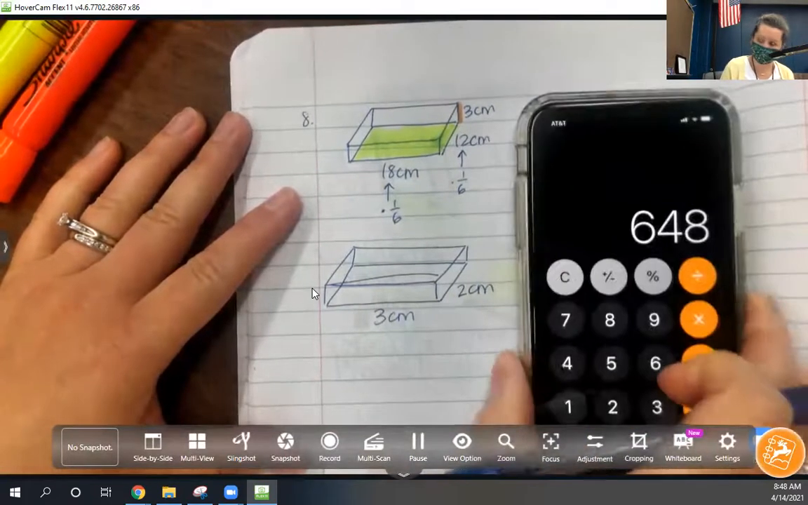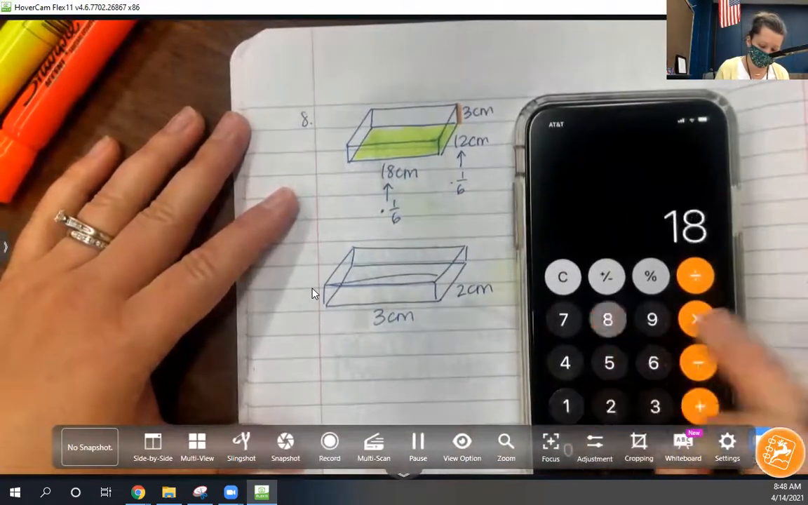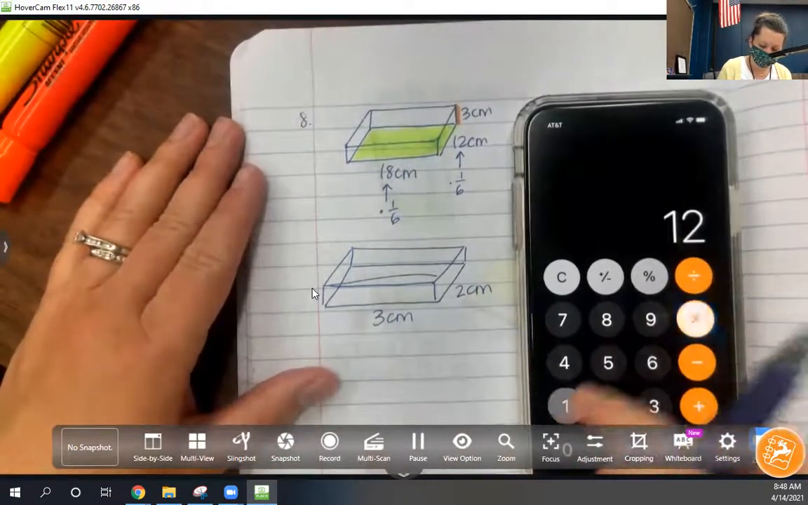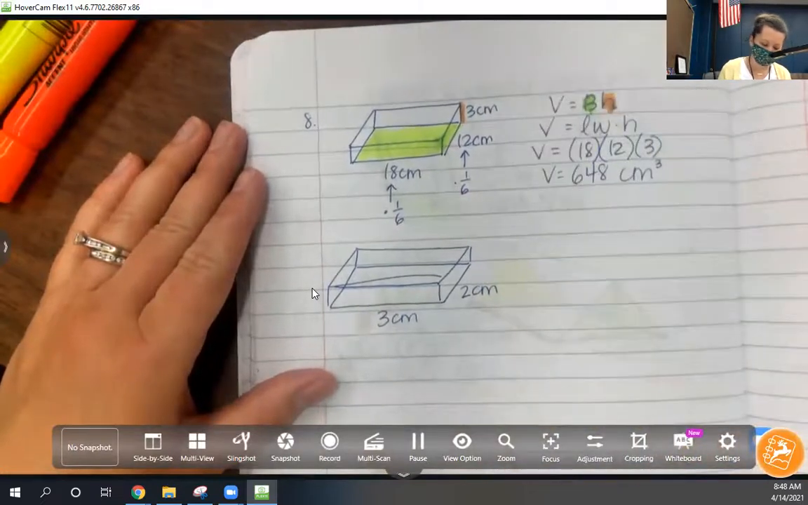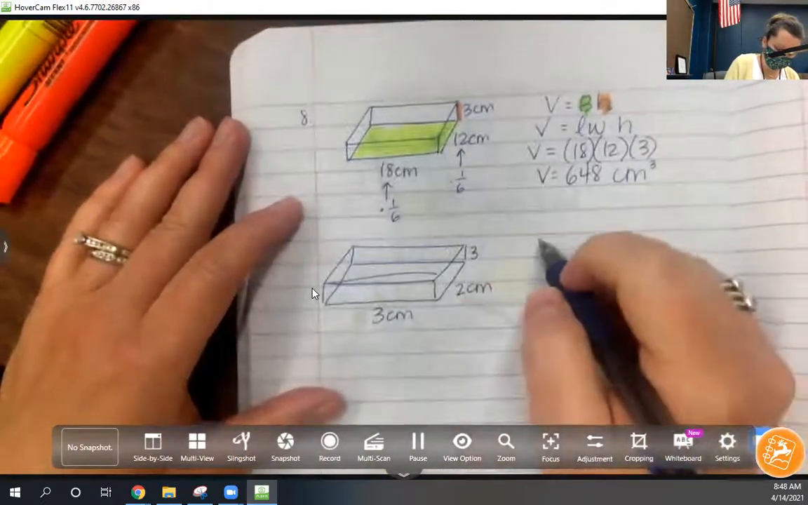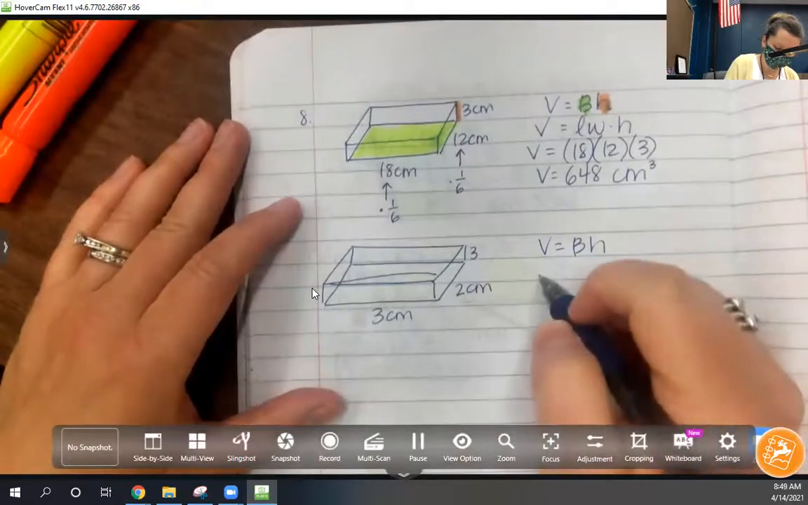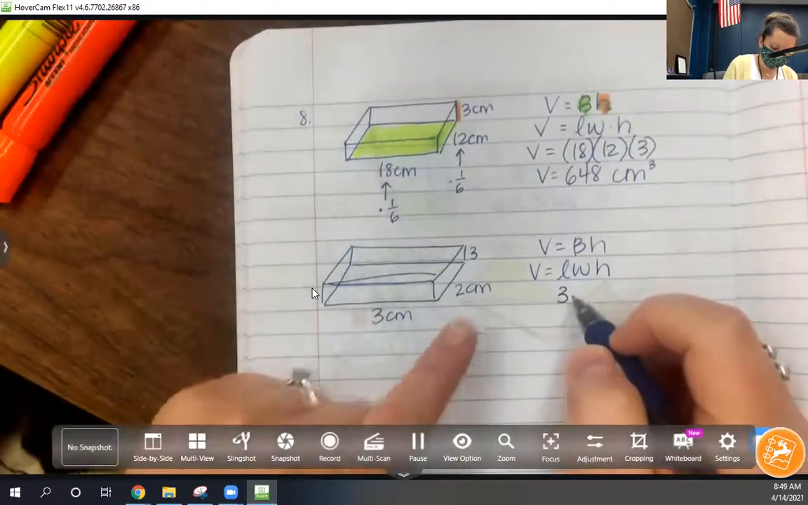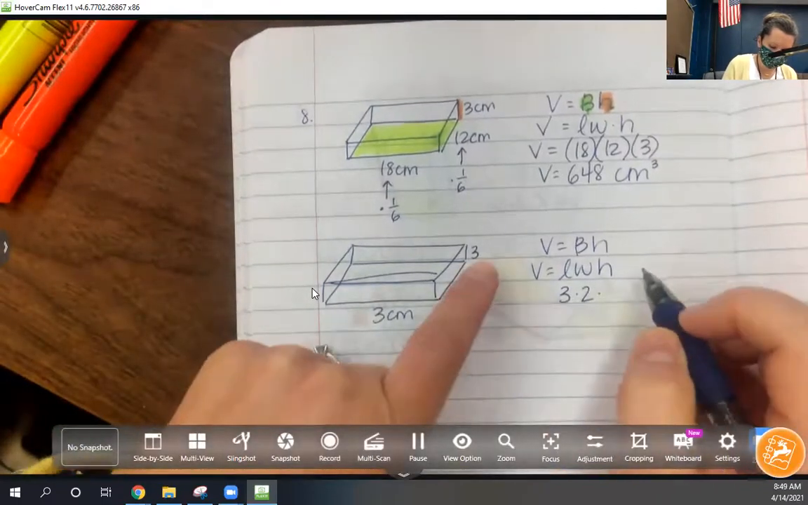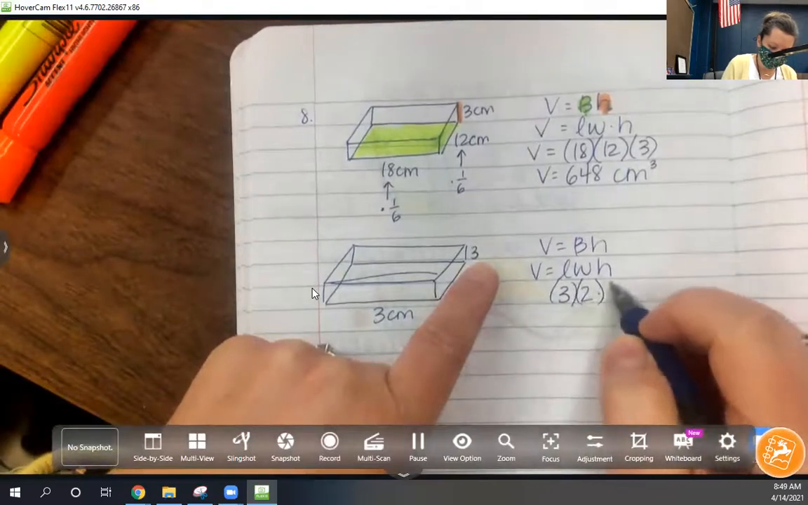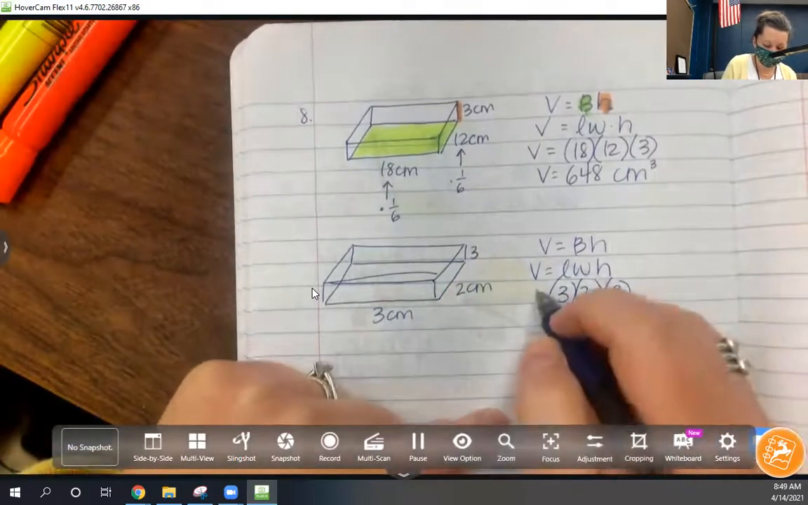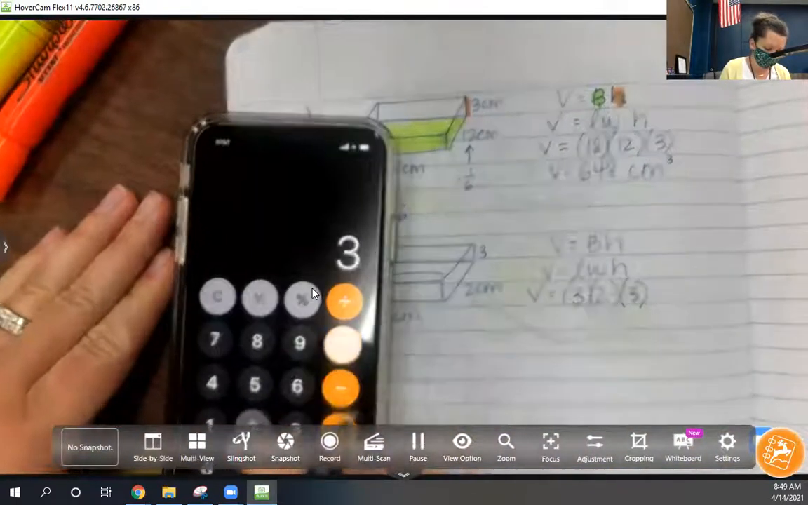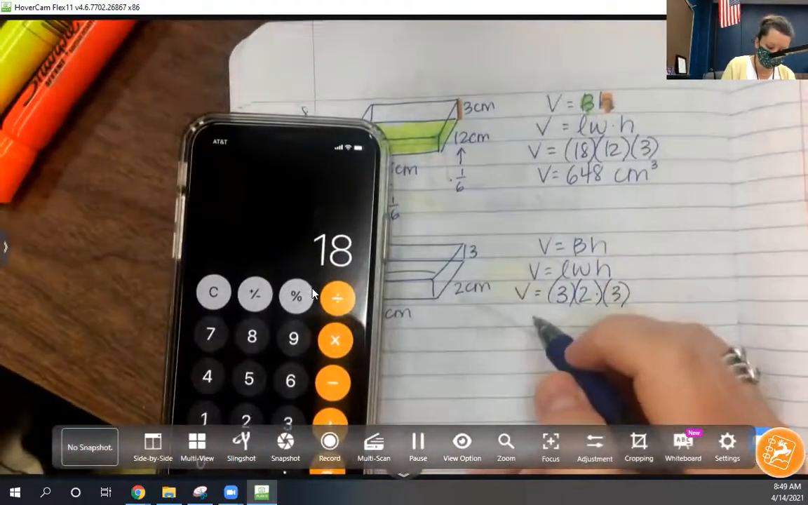We can check it too. Let's check it. I just want to prove it to you. 18 times 1 divided by 6, ta-da, 3. 12 times 1 divided by 6, ta-da, 2. And then we still have a 3. So I'm going to follow the same formula that we did over here. Length times width times height. Length is now 3. Width is now 2. And then height stayed at 3. It didn't say anything about changing that. So let's see what happens to the volume. 3 times 2 times 3, and we could probably do that in our heads, and we get 18.